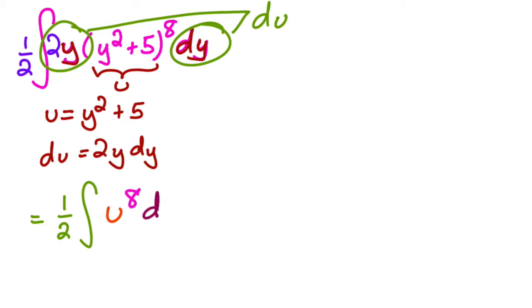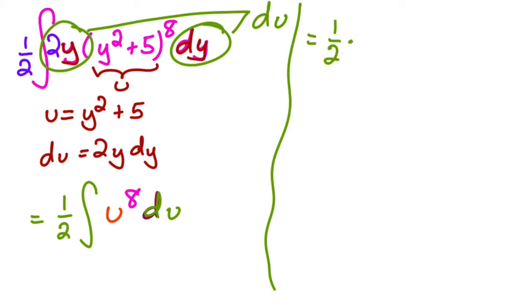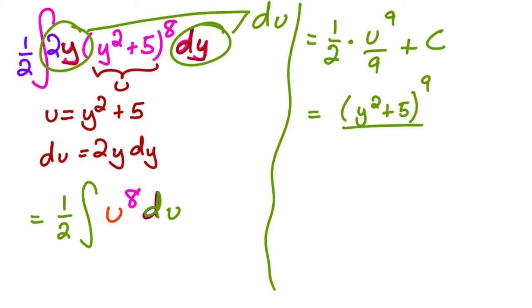Oh, du was supposed to be green. Sorry. Okay. So then this is just equal to 1/2 times u to the 9th over 9 plus c. Or, with u as y squared plus 5, it's y squared plus 5 to the 9th over 18. And that's it.